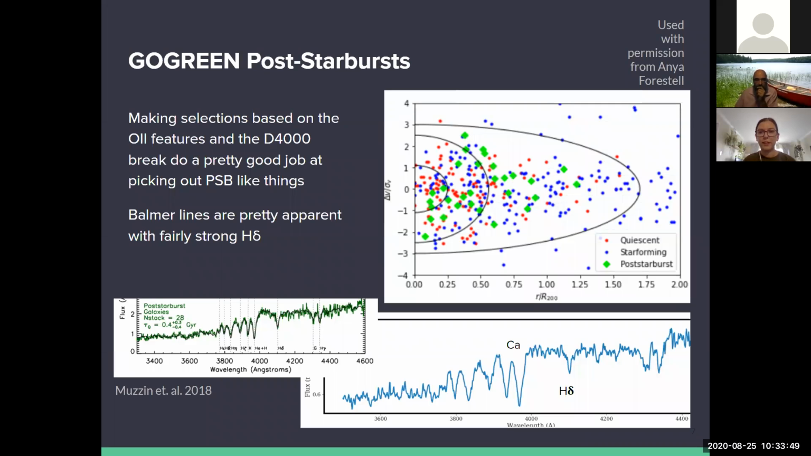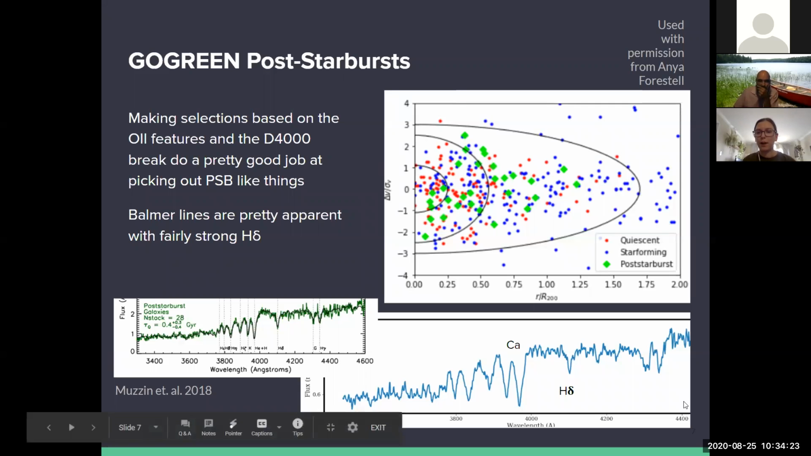So when we're looking at the Go Green post-starburst, we're selecting them based on their O2 features and their D4000 break, just like Adam had done. And they seem to be doing a pretty good job at picking out post-starburst-like things. As you can see on the bottom here, we get spectra that are very similar to what Adam had gotten for his post-starburst as well. You can see pretty apparent Balmer lines and a fairly strong H delta as well. And when you compare that to Adam's spectra here in the green, we see that we get similar things.